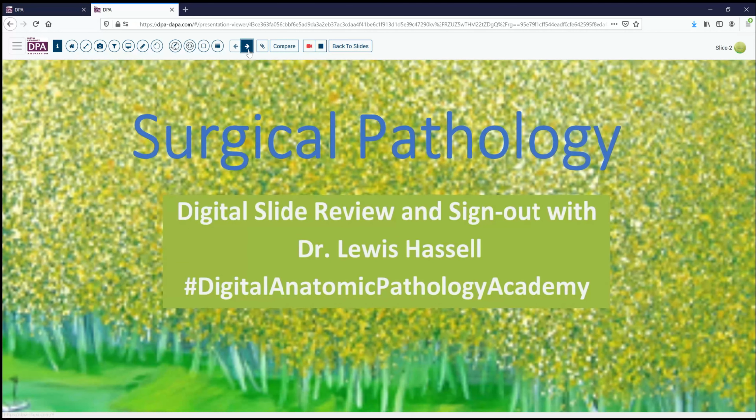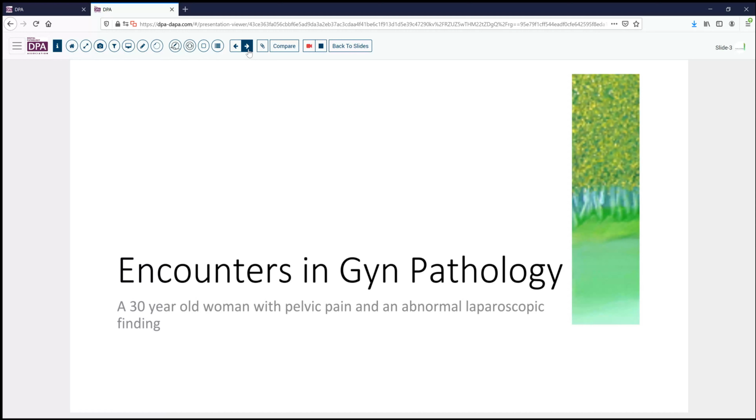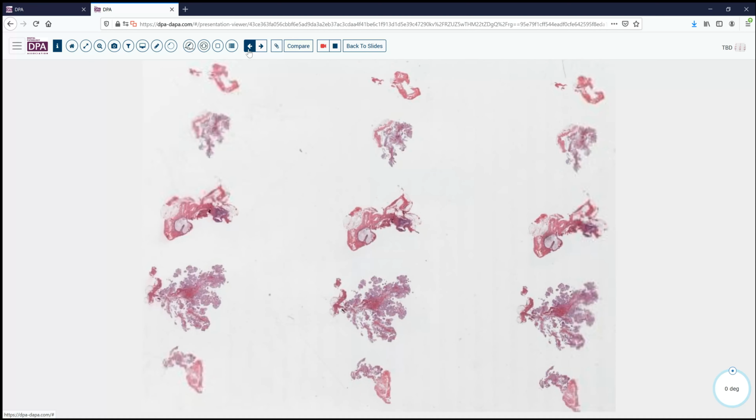So with that brief introduction, today's case comes from kind of the border zone sometimes between GYN and GI pathology. This is a 30-year-old woman who presented with pelvic pain, and that was somewhat cyclic, as they suspected that she had endometriosis. And that eventually brought her to laparoscopic examination, at which time they found something somewhat unexpected. So here are representative portions of her biopsies.